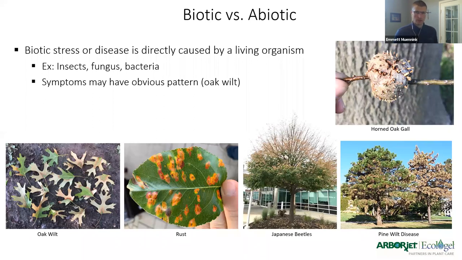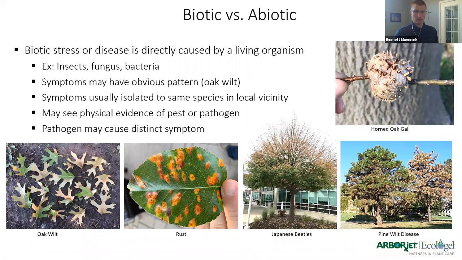Some examples of biotic pathogens are oak wilt, pine wilt disease, and horned oak gall. You can see that photo in the top right. That's caused by a gall wasp, so those are really easy to diagnose. The symptoms of biotic pathogens are usually isolated to the same species within a local vicinity. You're going to see physical evidence of that pest or pathogen, and they're going to cause a distinct symptom.